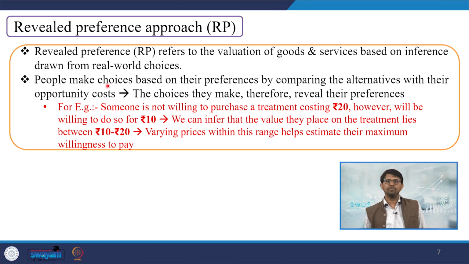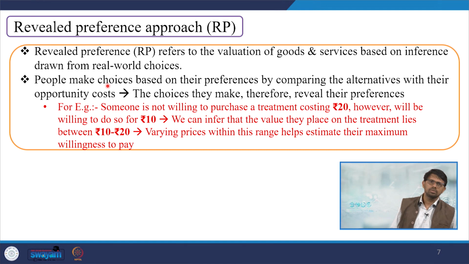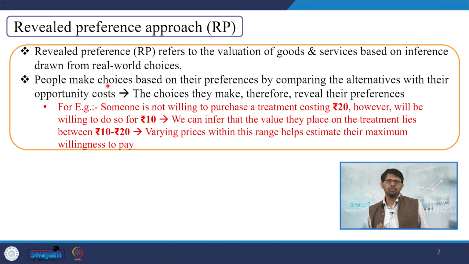The choices they make therefore reveal their preferences. What they mention is actually a revealed one, because they already made certain calculations. We are just citing one example for a case where someone is not willing to purchase a treatment that is costing 20 rupees per unit. However, if the person knows that somewhere 10 or other options are available, the person might be willing to do that treatment at half the cost of that available treatment.